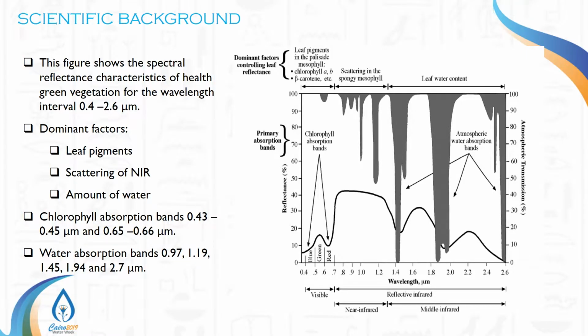You can look into the scattering of the spongy mesophyll, which can tell about the leaf internal structure and how healthy it is, or what kind of stress might be present. You can also look into water content, the amount of water present inside the leaves, also through specific channels, which can be very representative of water distribution.